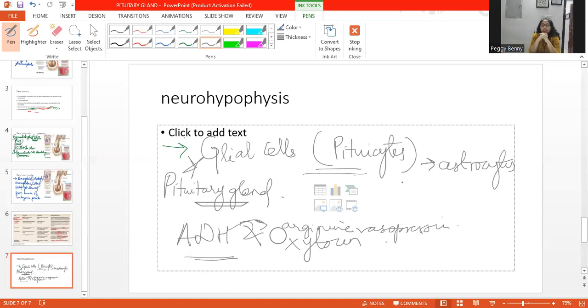Oxytocin produces a kind of psychological bond of connection between the mother and the baby. So here ends the histological aspect of the pituitary gland, both the parts.